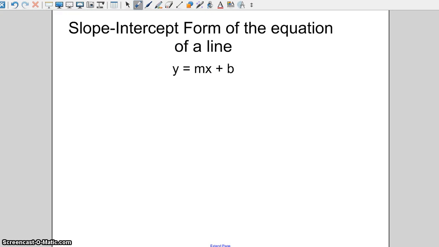The slope-intercept form of the equation of a line is y equals mx plus b. The m is the slope of the line. The b is the y-intercept.